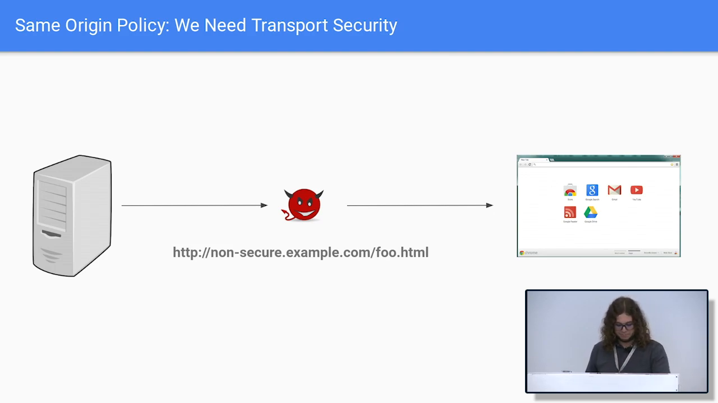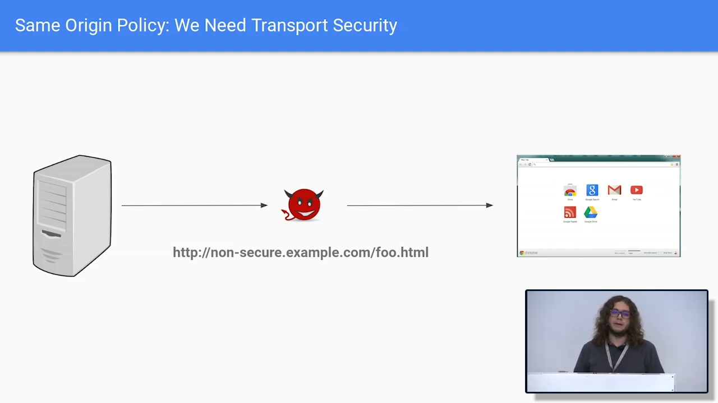All this isolation is great, but even if this is implemented correctly, we also have to assume that there are attackers in the network. And in the presence of network attackers, we have at least two problems. For one, we can have passive attackers that can read anything you send to the server, anything the server sends back to you. So that is, they can eavesdrop on all communications.